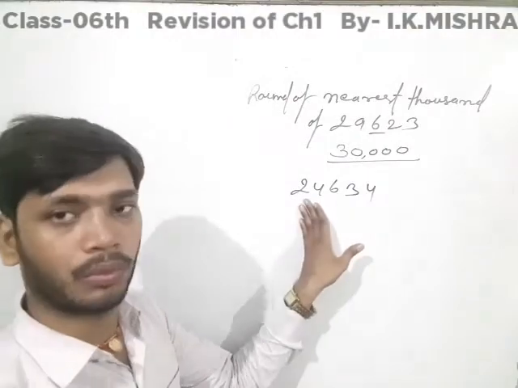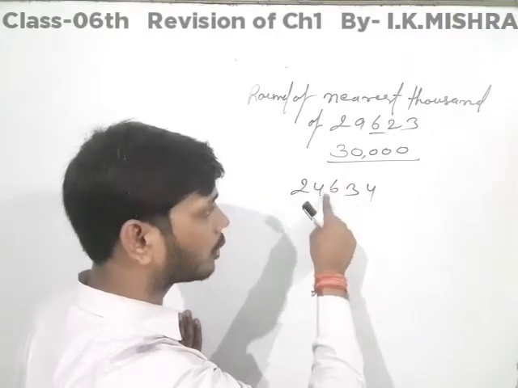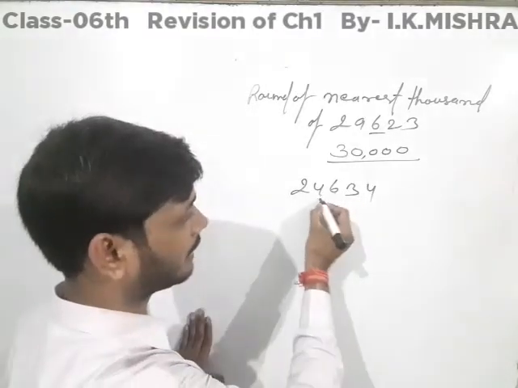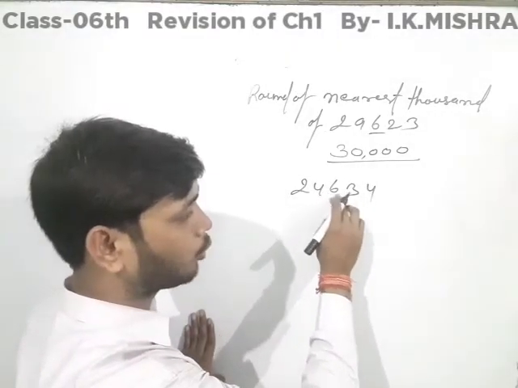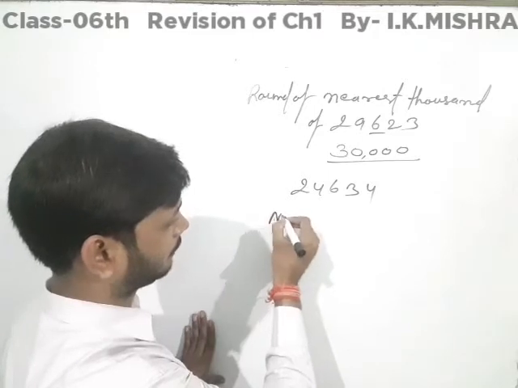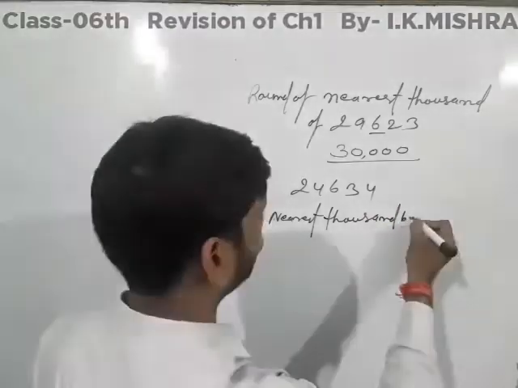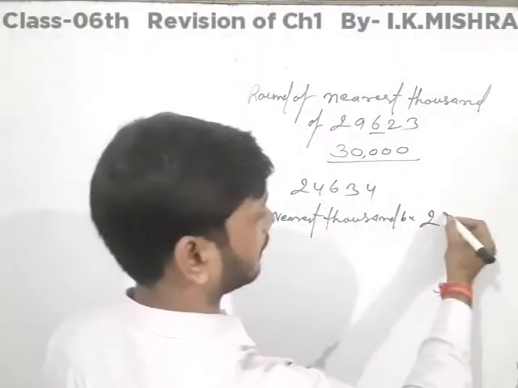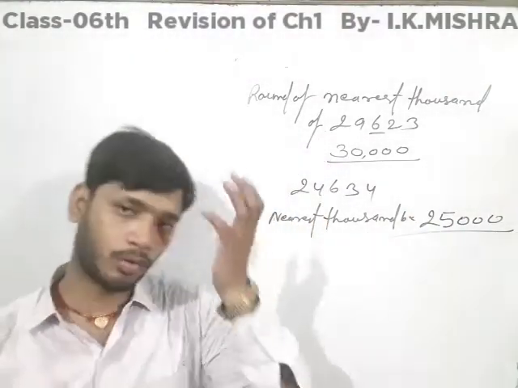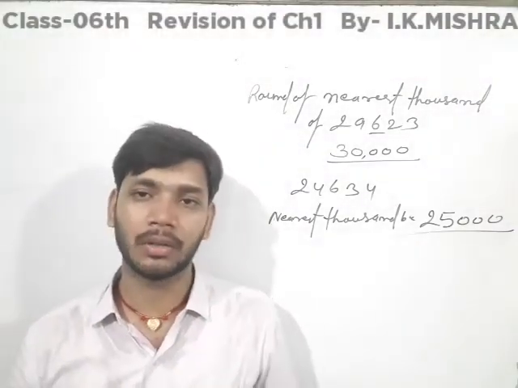Suppose here you have to find the nearest 1000 of another number. Observe the 100 place. Here also 6 is written at the 100 place. That means you have to increase 1 in the 1000 place and make the remaining digits 0. That means the nearest 1000 will be 2, with the 1000 place increased to 5, and then 0, 0, 0. Clear, friends?